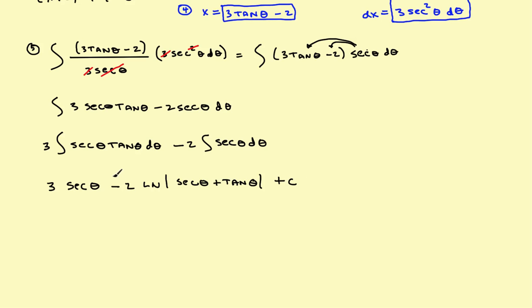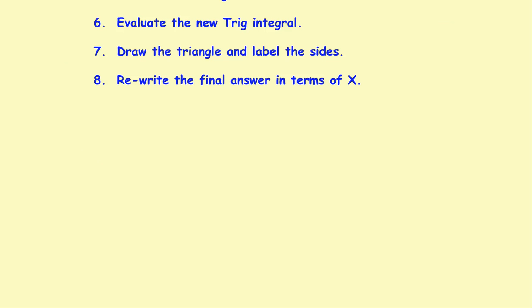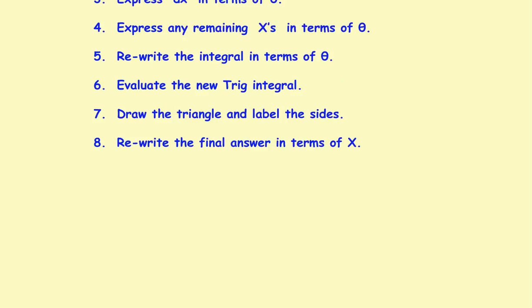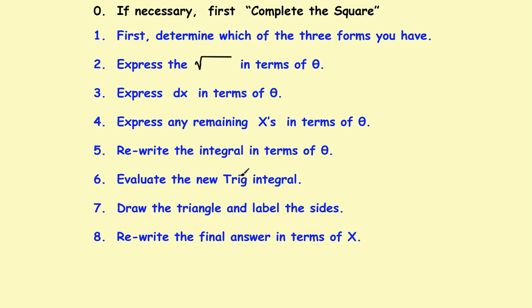So if you need to, go back and look at your trig rules. But just a reminder, the secant tangent turns into the secant, and the integral of the secant turns into natural log of secant plus tangent. So that's just your integral rules. Okay, so what that does, that actually gets you through step 6. You evaluate the integral. So let's take a look at our steps again. So step 6 says to evaluate the new trig integral, which is what we've done.